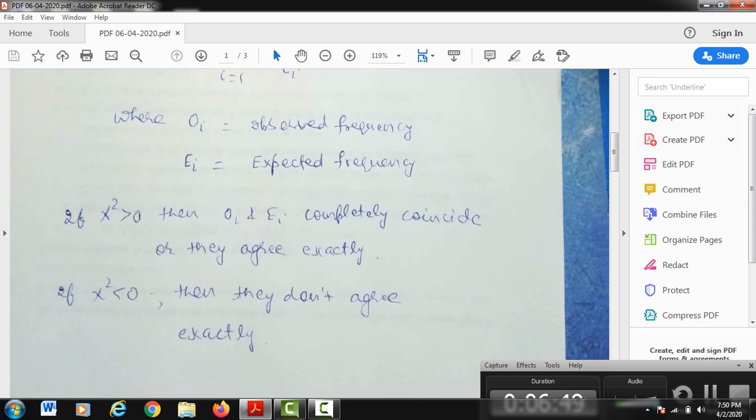Now one more observation is there for the chi-square test. If the value of the chi-square statistic is small, it means Oi and Ei, the observed frequency and expected frequency, completely coincide, or they agree exactly, they have almost the same values. But if the chi-square statistic comes out negative, then they do not agree exactly, they are opposite to each other. So these are the basic conclusions of the chi-square statistic.